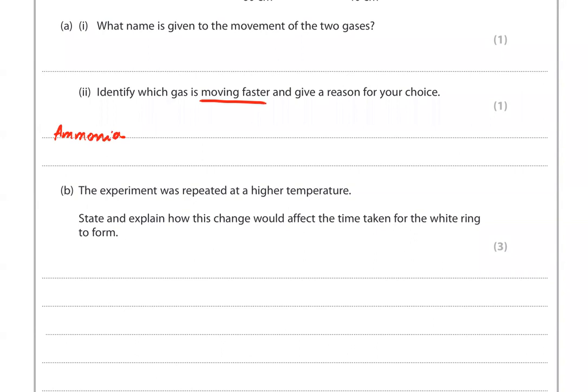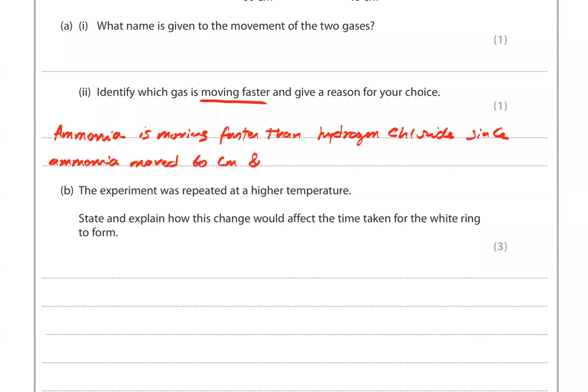Ammonia is moving faster than the hydrogen chloride since في الأمونيا يا إما بقى نكتب إن هي moved 60 centimeter and hydrogen chloride moved only 40 centimeter, or to write في الأمونيا has lower relative أو smaller relative molecular mass. ممكن نقول the molecules of ammonia are lighter than the molecules of hydrogen chloride.